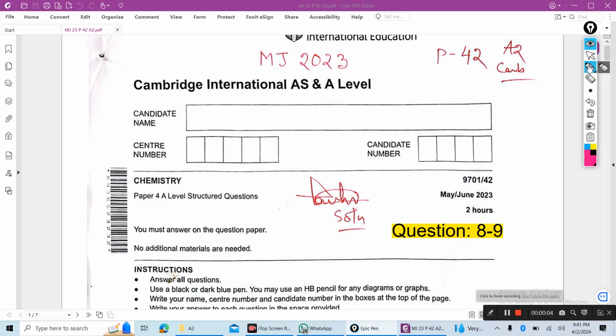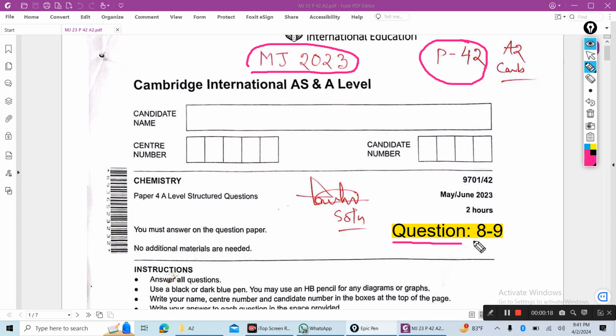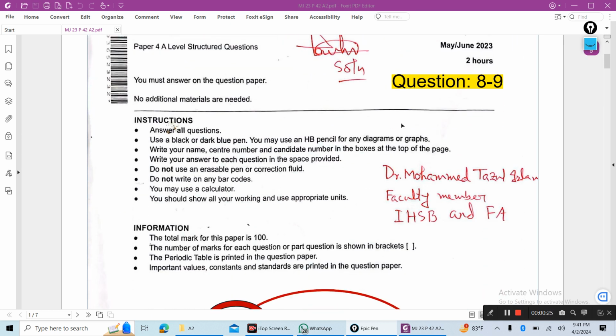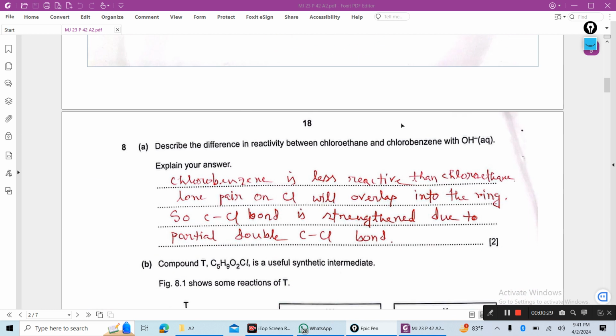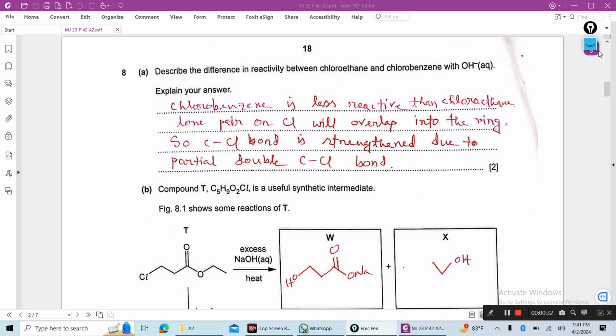Hello students, now I am going to discuss May-June 2023 paper 42, paper 4, question number 8 and 9. Let's move. Question number 8.